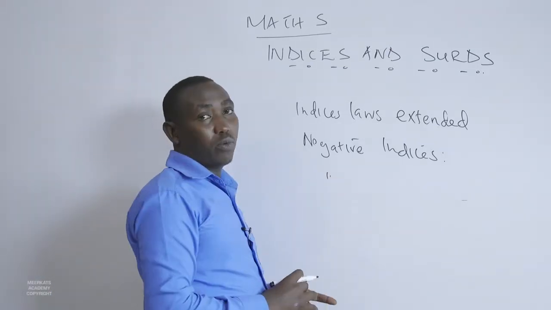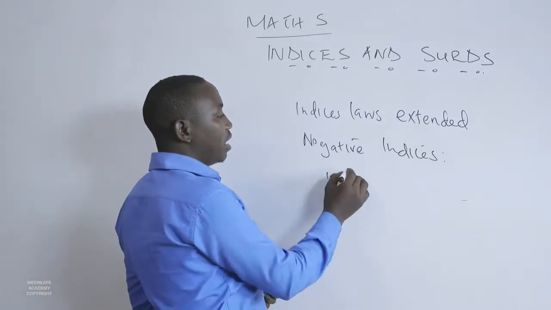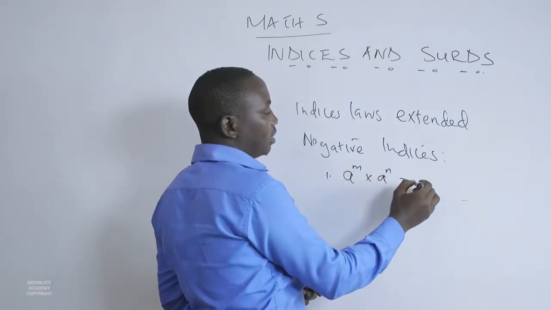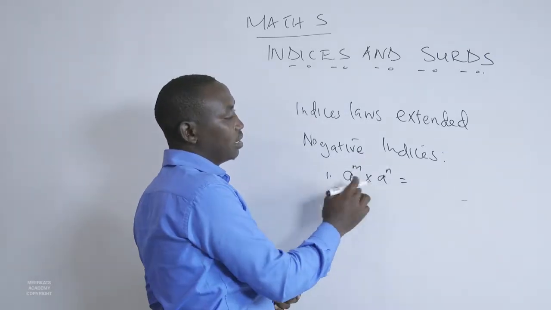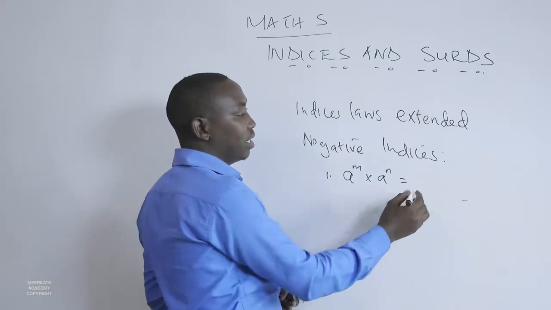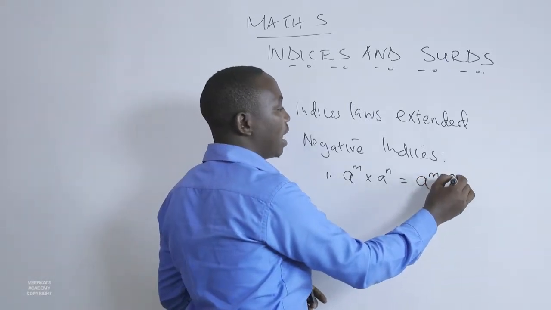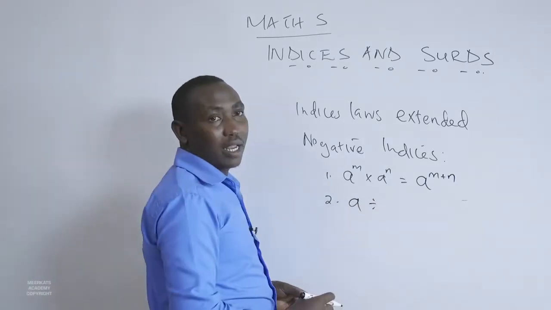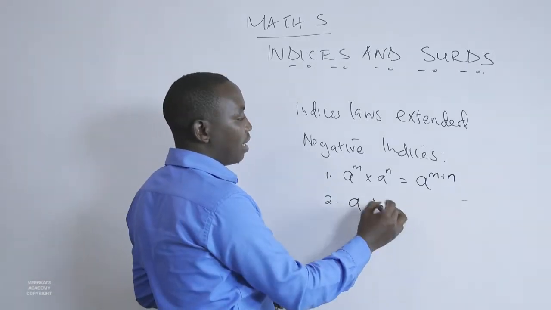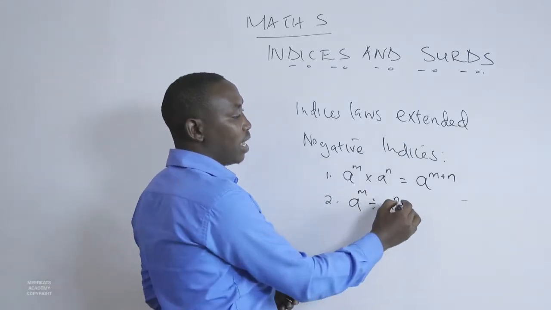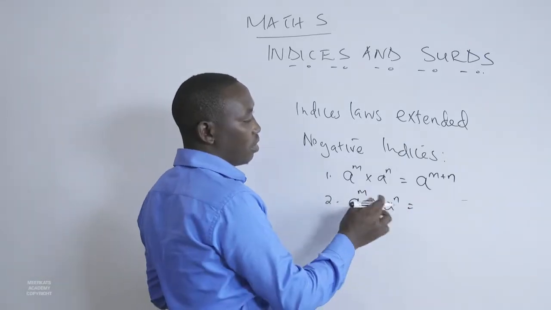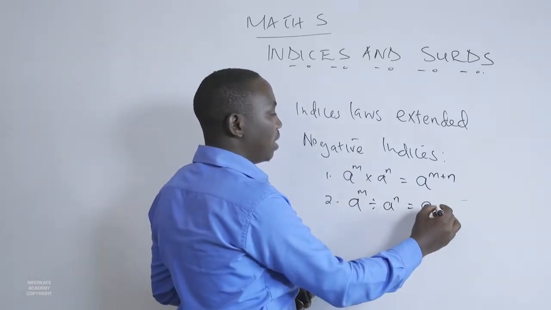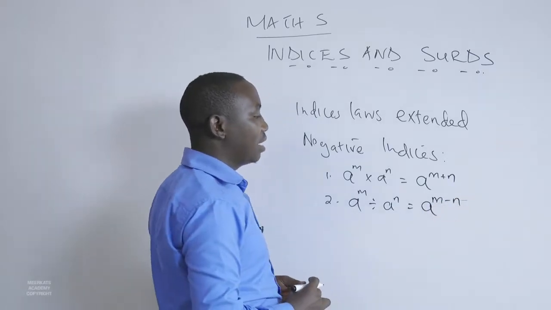Law number one, which was touching on multiplication, that when you have a raised to m multiplied by a raised to n, the result, we add the powers since we have uniform bases. So this will be a raised to m plus n. The second law was on division, in that when you have a raised to m divided by a raised to n, the result, in this case, we subtract the powers since the bases are the same, and this will be a raised to m minus n.